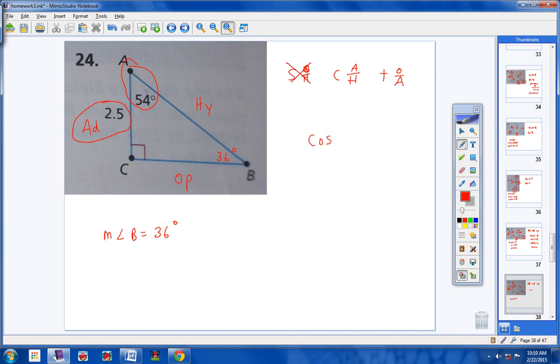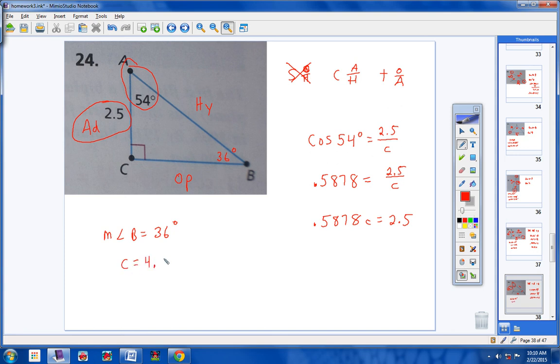Cosine of, what angle did I circle? 54 degrees. Equals adjacent 2.5 over my hypotenuse, which is little c, okay, across from angle C. Now the cosine of 54 is obviously a decimal number. So if you type that in your calculator, you get 0.5878, alright? 0.5878 equals 2.5 over C. Now your denominator is C, so multiply both sides by C. And you're left with this, alright? Now, divide both sides by 0.5878, and you're going to get 4.25. So, little c is 4.25.